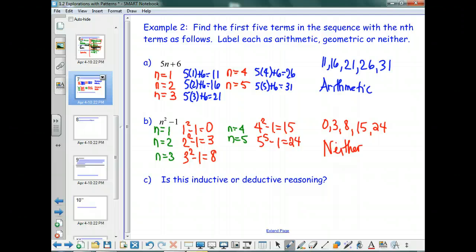Okay, let's answer the question that's asked here in part C. Is this inductive or deductive reasoning?